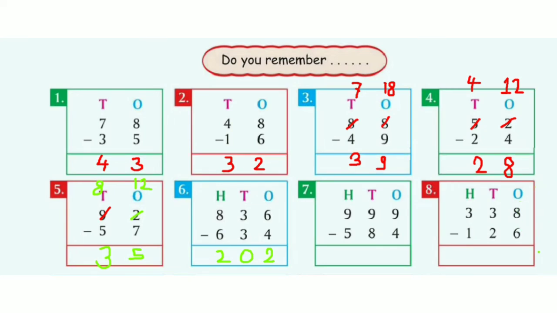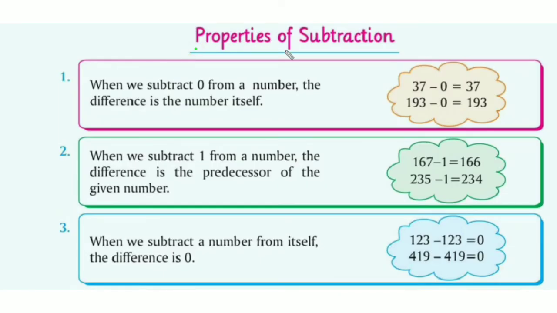Now let's see the properties of subtraction. It is from the book, so it is just like notes. If you want to make notes, you can write it down in your notebook. Let's see the first property. When we subtract 0 from a number, the difference is the number itself.